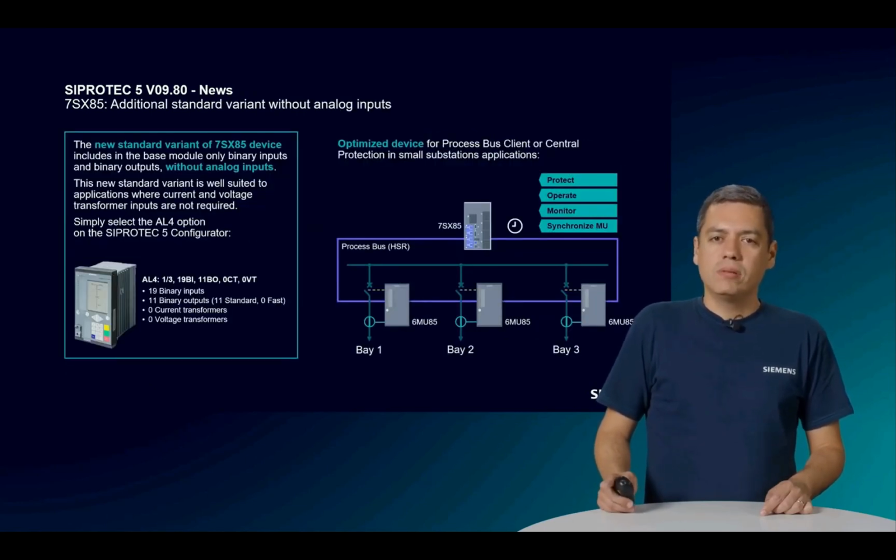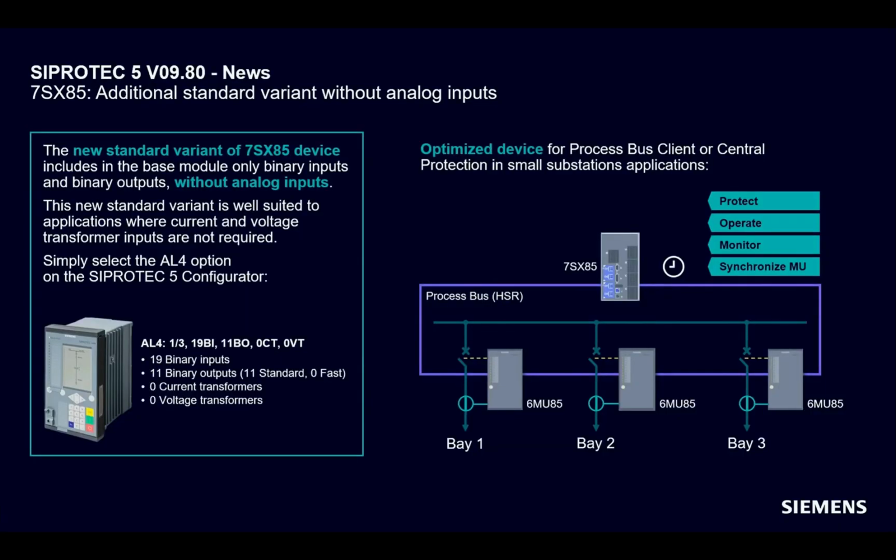Additional standard variant without analog inputs for the 7SX85 devices. The new standard variant of 7SX85 device includes only binary inputs and binary outputs on the base module, and is suitable for applications where current and voltage transformer inputs are not required. If you wish to use this new option, you just need to select the AL4 option on the SIPROTEC 5 configurator. This new option allows you to reduce costs by optimizing the specified device for process bus client or central protection in small substation applications, as example.